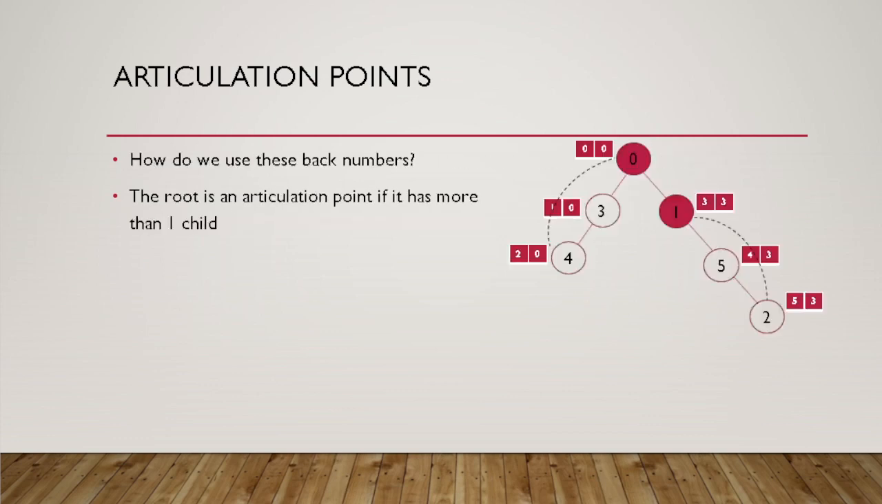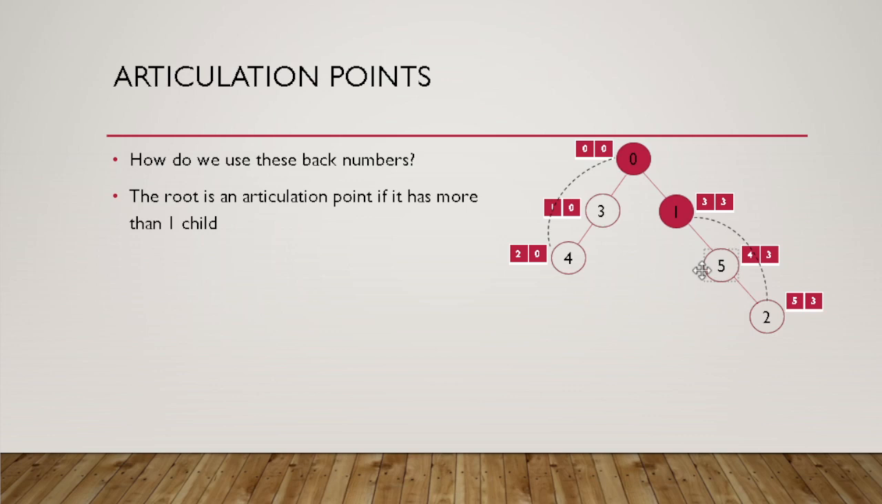Why is the root an articulation point if it has more than one child? Well, if we removed vertex 0, its children wouldn't be able to reach each other, right? And I can guarantee there are no edges that would have connected these two subtrees, because if there were, the DFS would have gone completely differently.